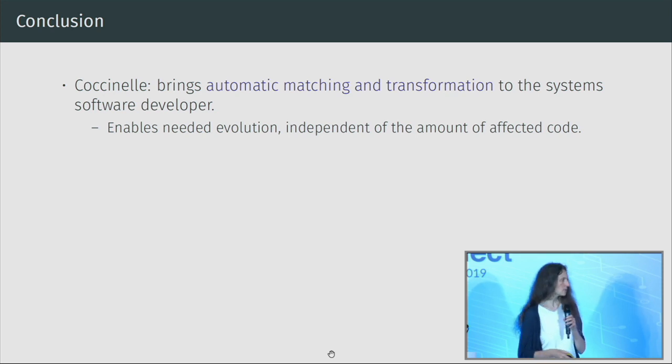So in conclusion, Coccinelle brings automatic matching and transformation to the system software developer. If you want to do something, you don't have to contact the Coccinelle developers and ask them how to do it. You can just do it yourself. That is the idea, although we like to hear from you. So if you do try it and you run into some difficulties, please contact us.